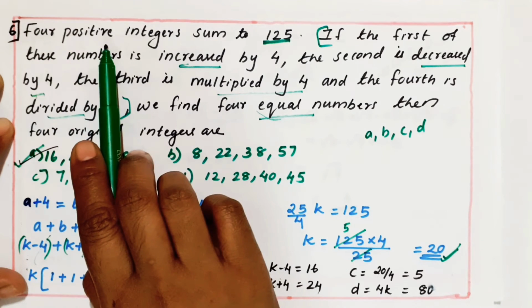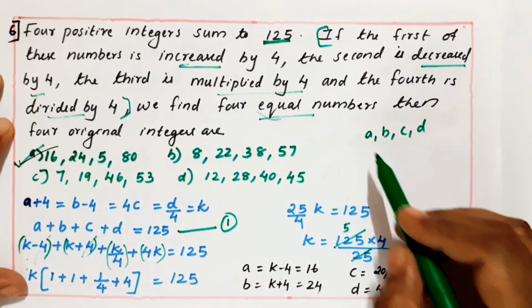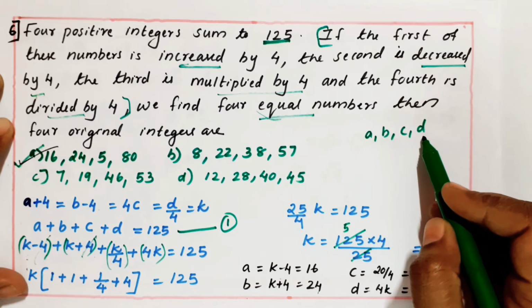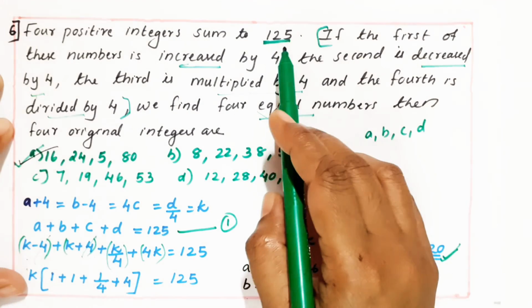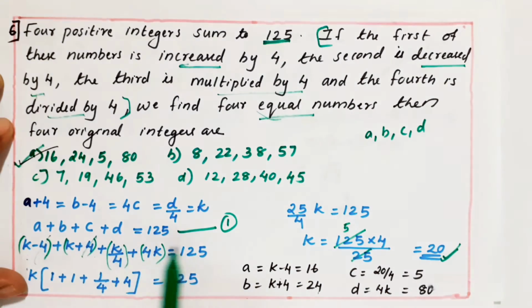They gave it in the question, we have four positive integers. I am taking A, B, C, D as the four positive integers. And if they are added, they told us we get 125. So that is our equation number 1: A plus B plus C plus D equals 125.